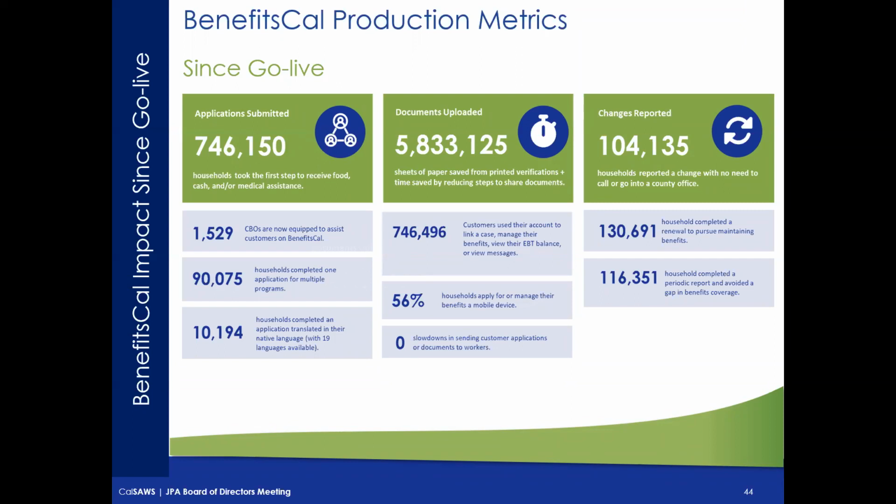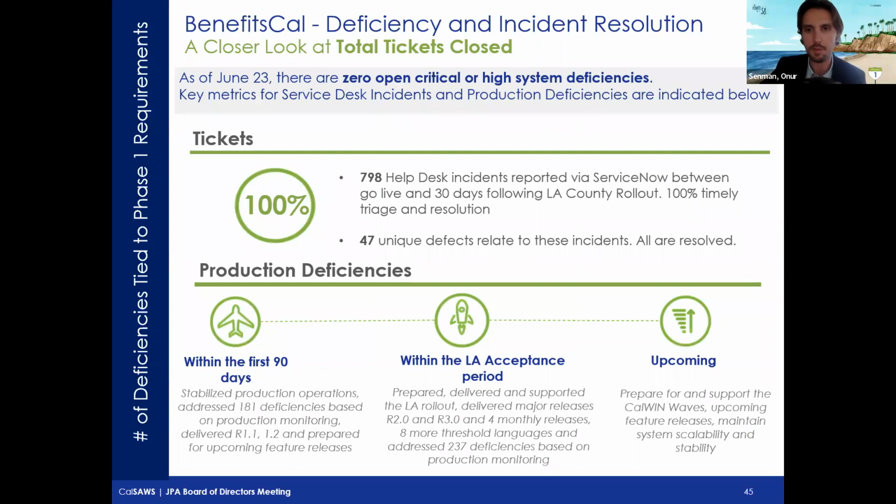Hey, Owner, just really quick. I don't know if the slide had advanced or not, if folks are seeing it. Oh, yeah, thank you. Mine was frozen too. Thank you. So I will quickly highlight that part again. Since the go live, we had received 798 help desk incidents via ServiceNow, which translated into 47 distinct items, and all of them are resolved. In addition to the 191 system deficiencies, we have delivered major releases and system improvements through release 1.1, 1.2 to production.